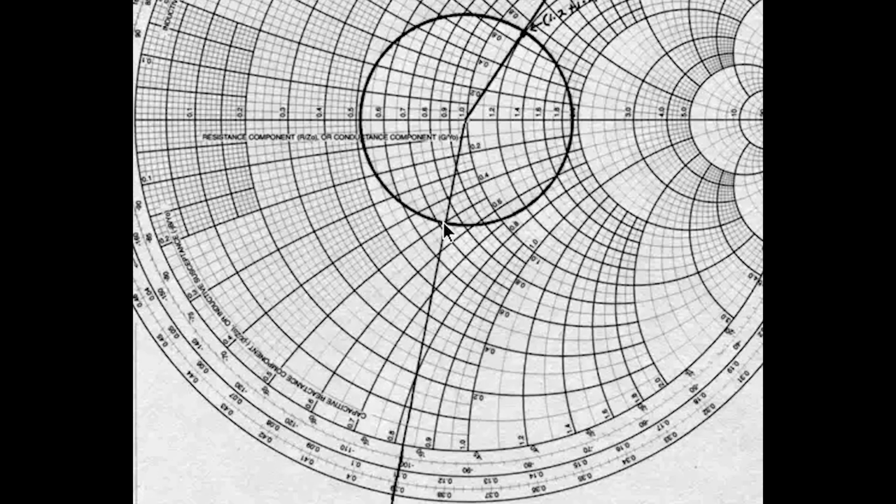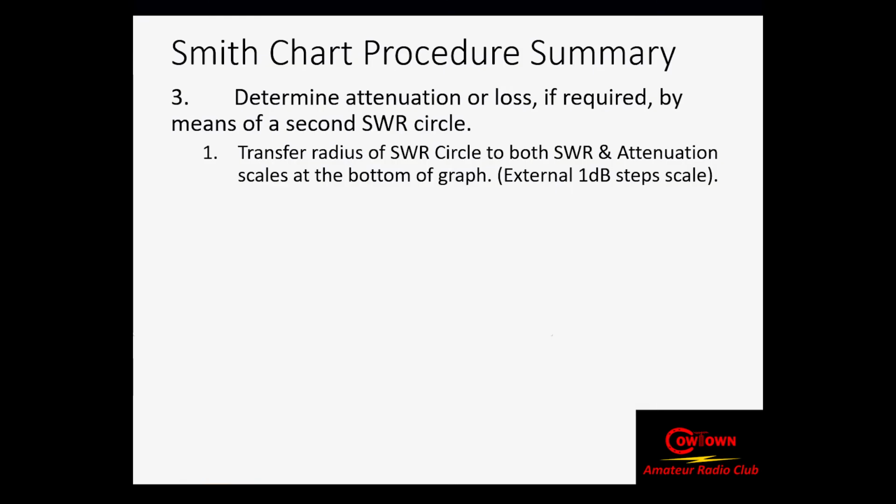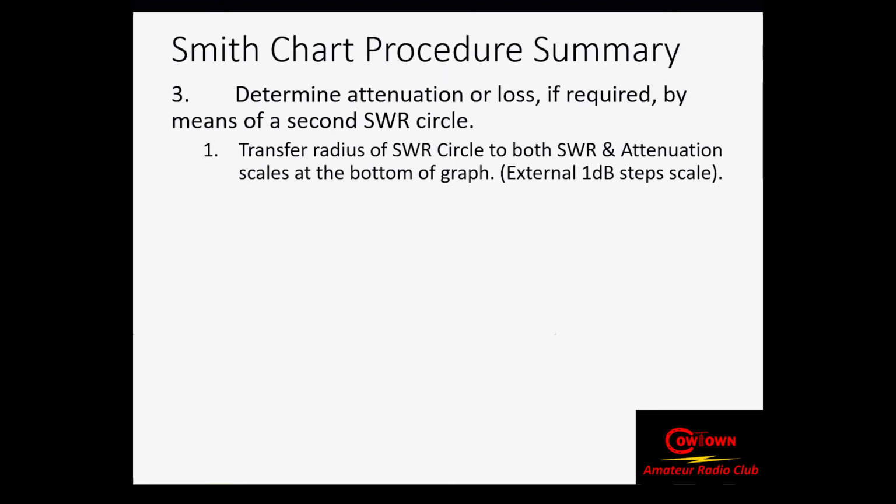And right here, where I'm touching it with my arrow, that's going to be initially my, I'm sorry, I'm going brain dead, guys. That will initially be my impedance at the antenna, but not taking into account the effect of the line. We'll do that next. So we want to transfer the radius of that SWR circle to both SWR and attenuation scales at the bottom of the graph.